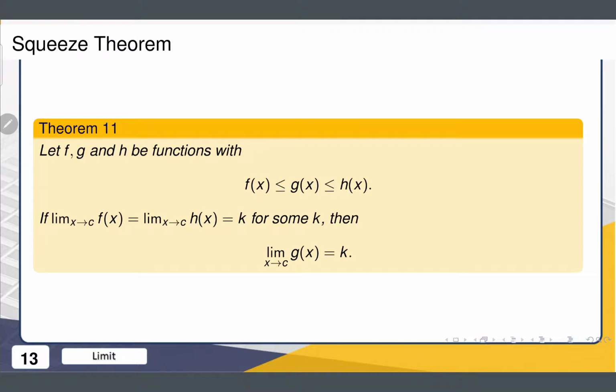Okay, next we go to the squeeze theorem. Why is it we say squeeze? Because if we have 3 functions which satisfy the condition f(x) is less than or equal to g(x), and g(x) is less than or equal to h(x), and the limits of f and h are the same, it's like we squeeze it. So we have no choice: the limit as x approaches c of g(x) will be equal to k.